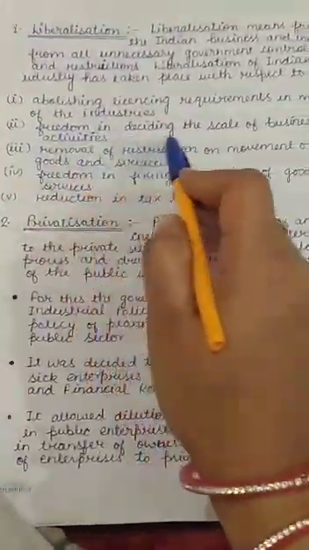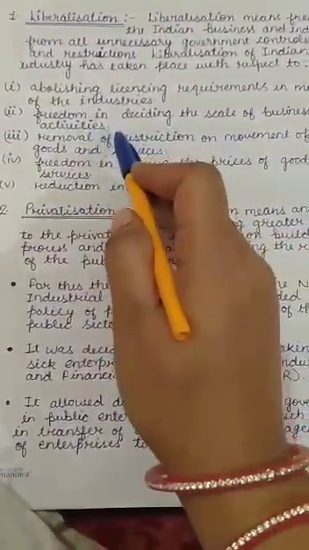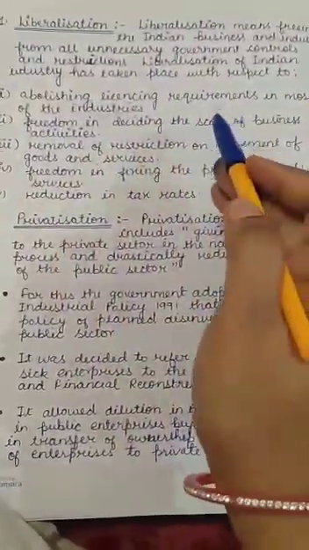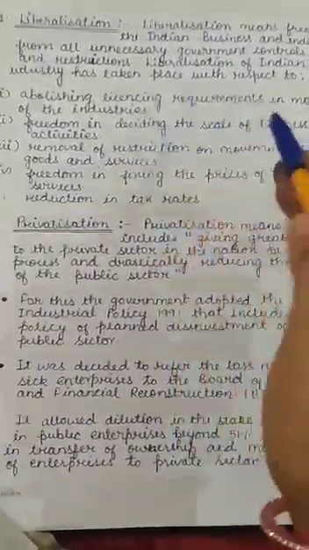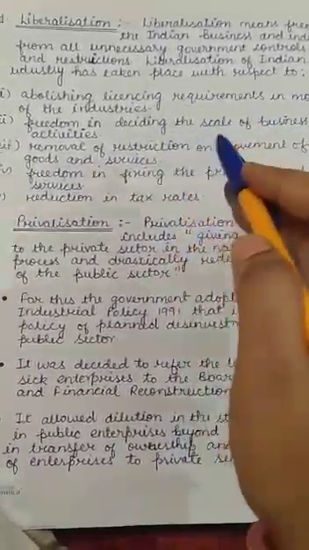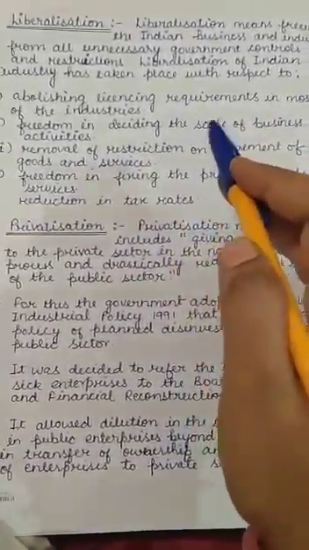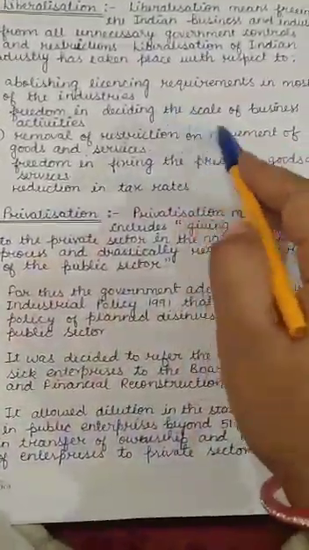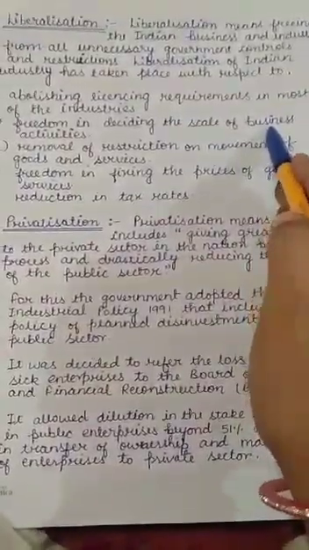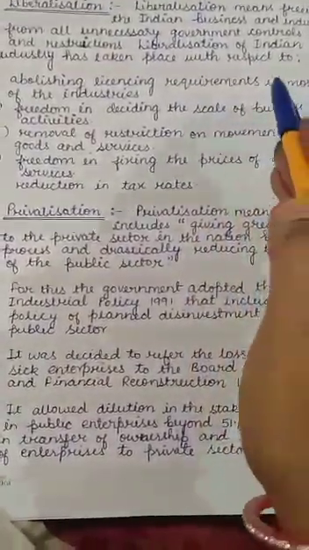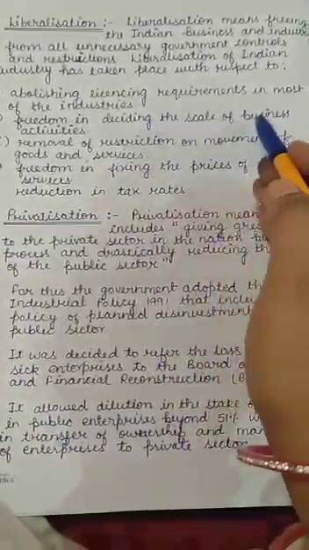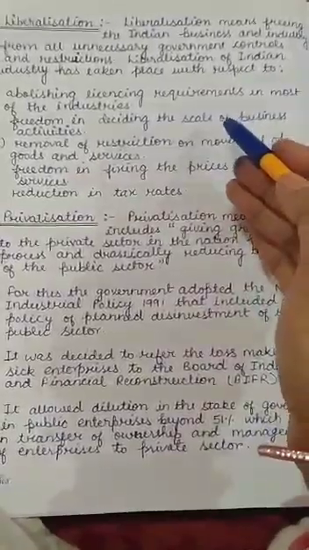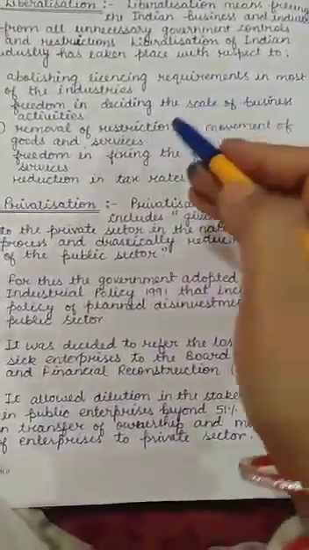The second step is freedom in deciding the scale of business activities. This means no restriction on the expansion of business activities. There was no restriction on deciding the scale of business. Production could be done on any scale, whether large scale, medium scale or small scale.